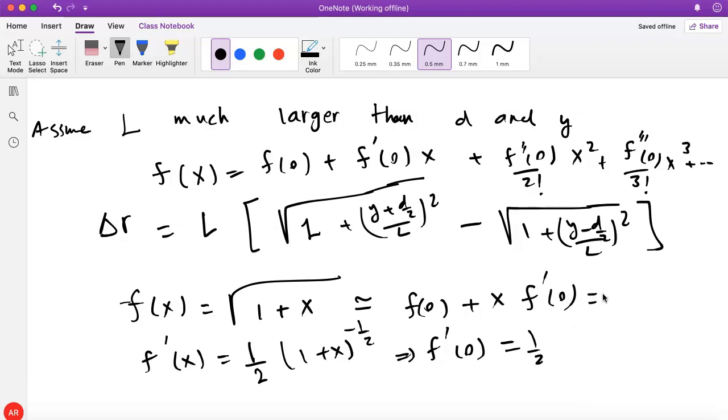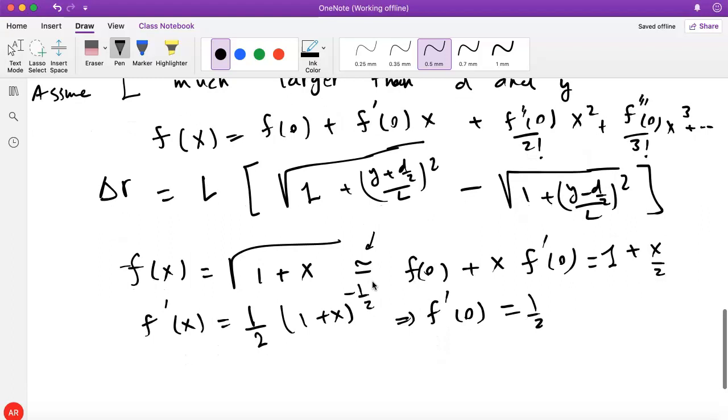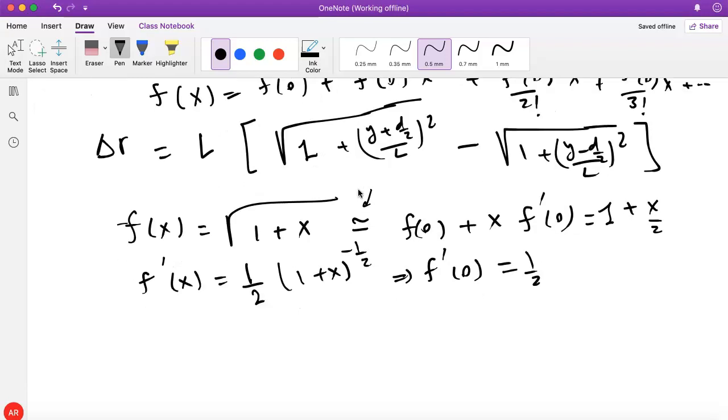So this becomes f of 0 is just 1, right? You put 0 in square root of 1 plus x, and then it's plus x over 2, approximately, right? This is the approximation here. So that's the leading contribution for small y over L and d over L.